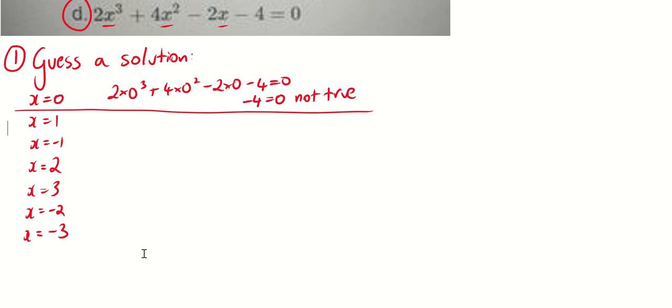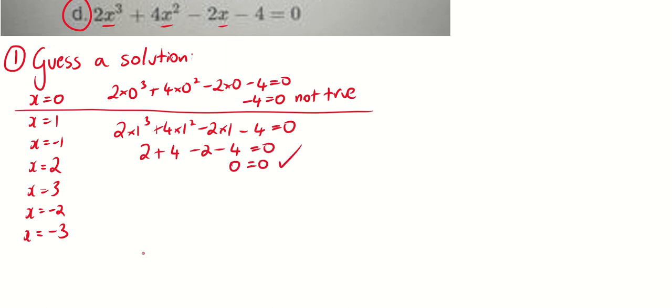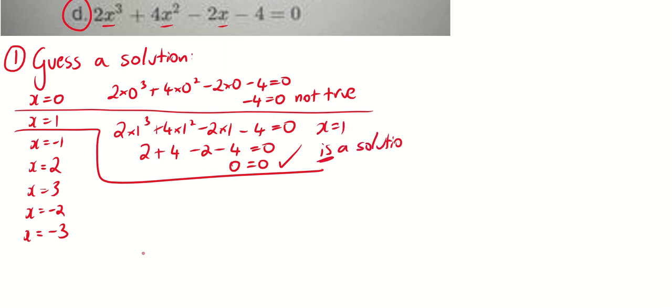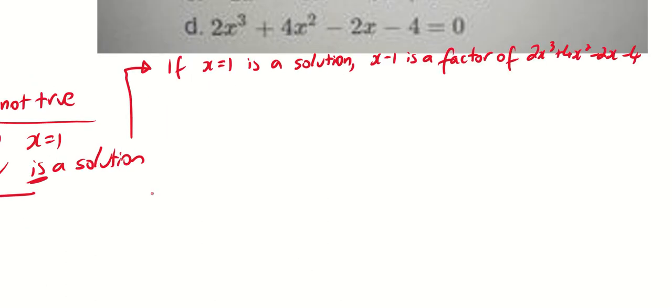I'll try with x equals 1, so 2 times 1 cubed plus 4 times 1 squared minus 2 times 1 minus 4. Does that equal 0? Let's have a look. 2 plus 4 minus 2 minus 4 equals 0. 0 equals 0, that's true. So I know that x equals 1 is a solution to that equation. So I've already found one of the solutions. Let's see what we can do with that.